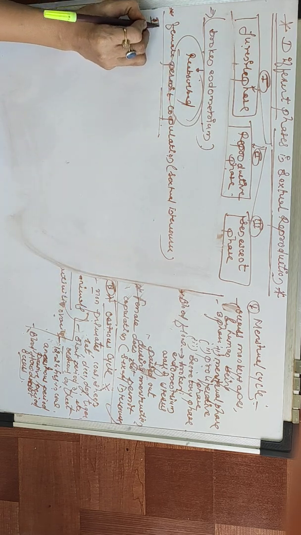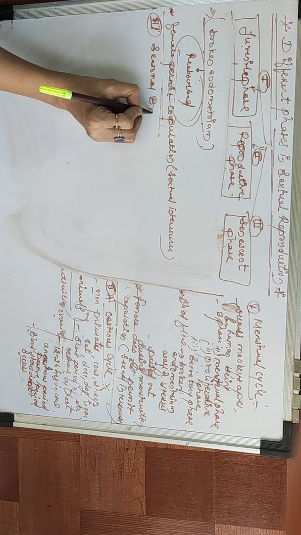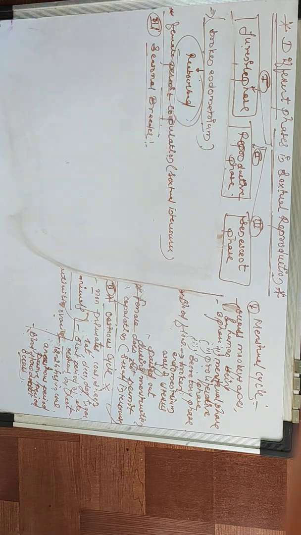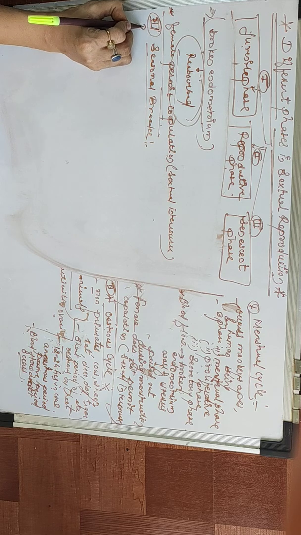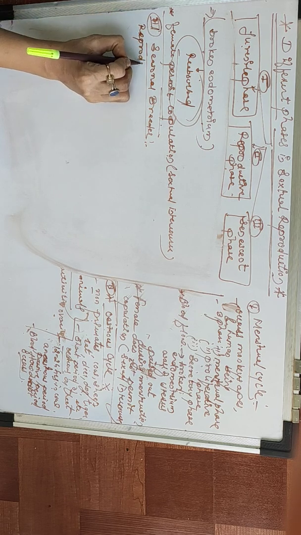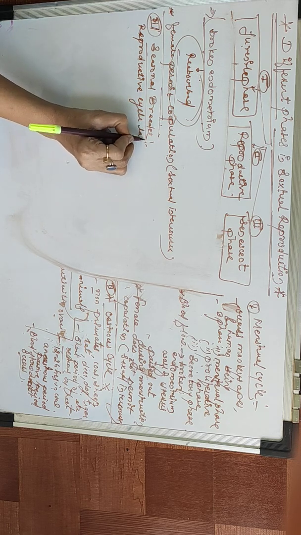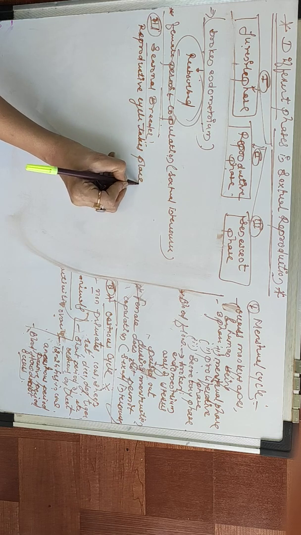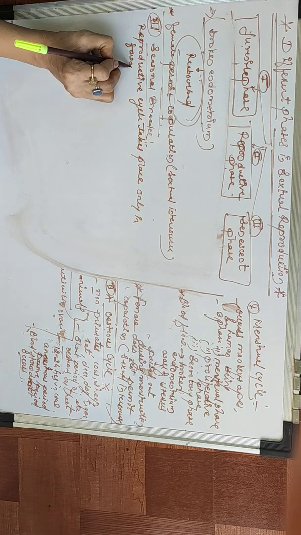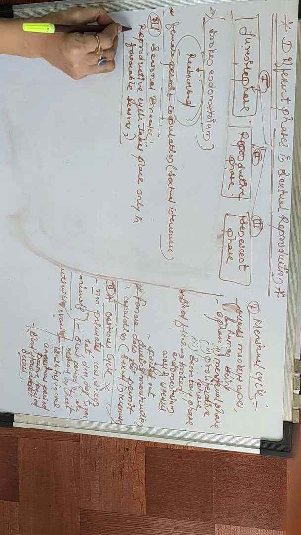Then the third terminology we are going to study is called seasonal breeder. What do you mean by seasonal breeder? Here the reproductive cycle takes place only in favorable seasons. That is called a seasonal breeder.